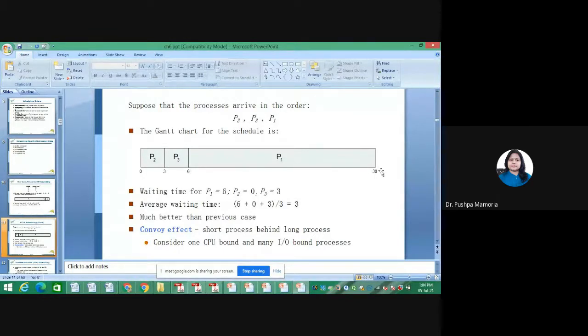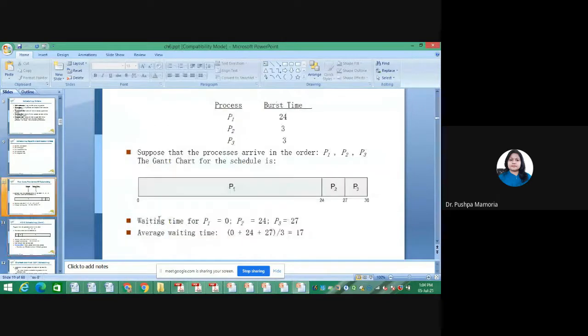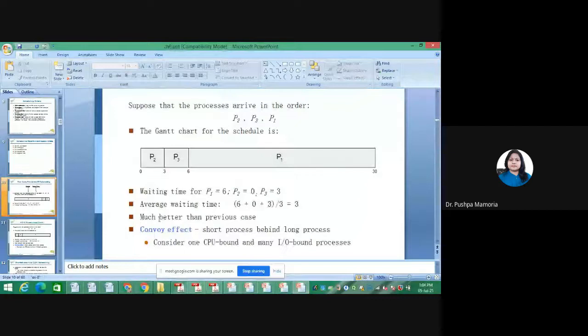And now we will calculate the waiting time. The waiting time for P1 is what? 6. Okay. Then the waiting time for P2 is 0. The waiting time for P3 is 3. So in this case, the average waiting time is what? 6 plus 0 plus 3, that is 9, divided by 3, that is 3. So this is giving much better results than the previous case, right? We can see the difference here. Here we are getting an average waiting time of 17 and here we are getting 3, right?